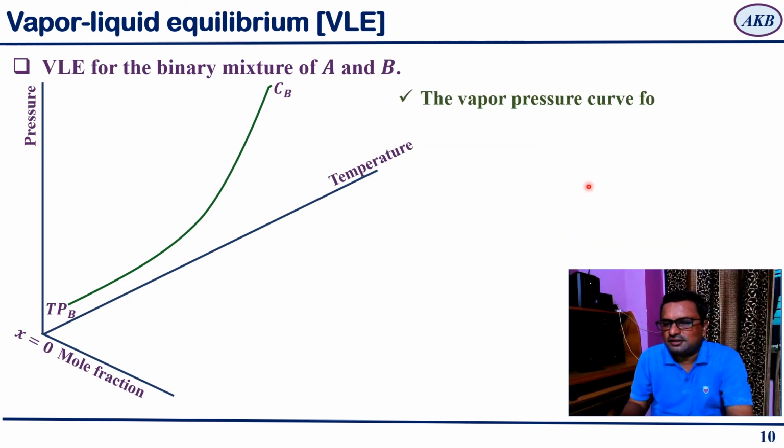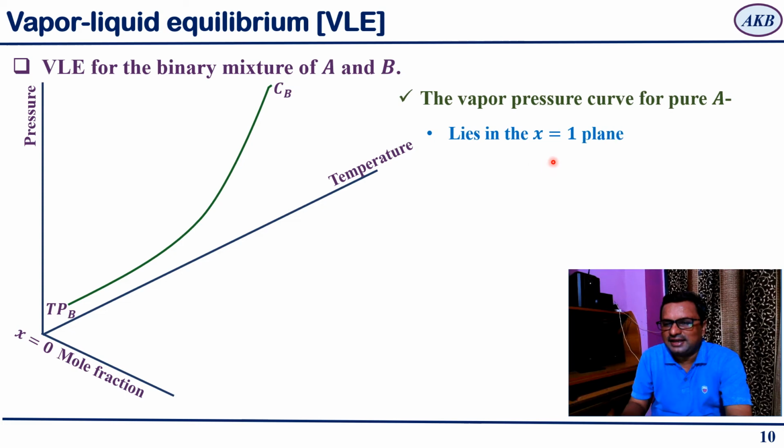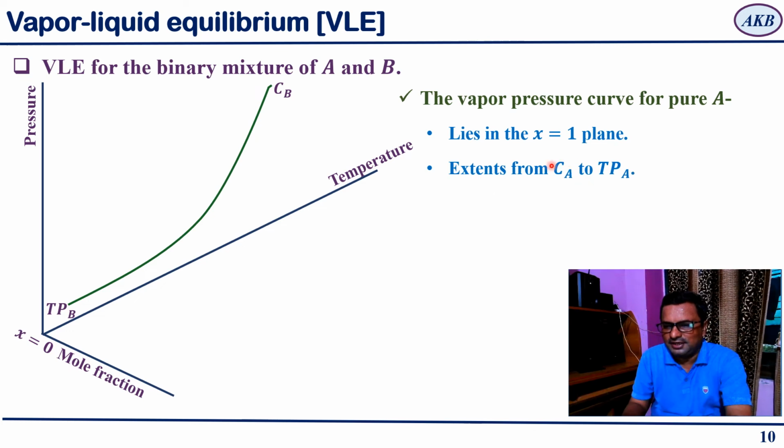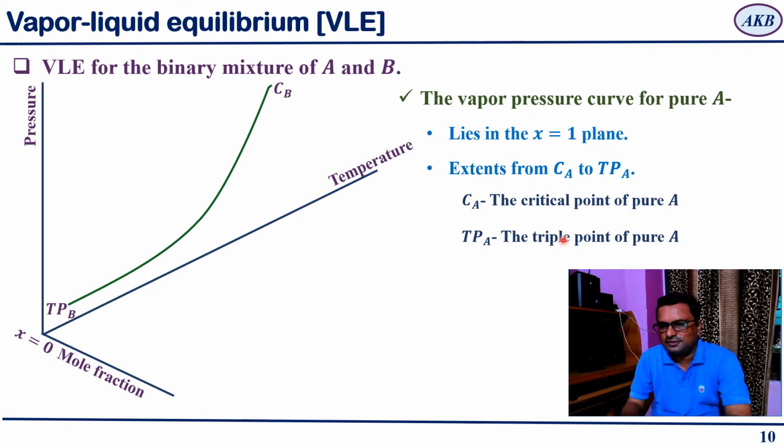Then the vapor pressure curve for pure A. Now you can easily guess where it will lie. The vapor pressure curve for pure A will lie in the x equal to 1 plane. x equal to 1, mole fraction of A is 1, that means it is pure A. Therefore, the vapor pressure curve for pure A will lie in the x equal to 1 plane. Further, it will extend from the critical point of A to the triple point of A. CA is the critical point for pure A, and TPA is the triple point of pure A.